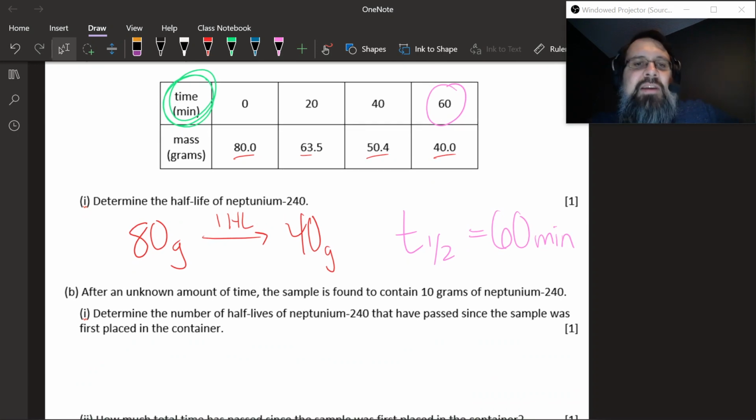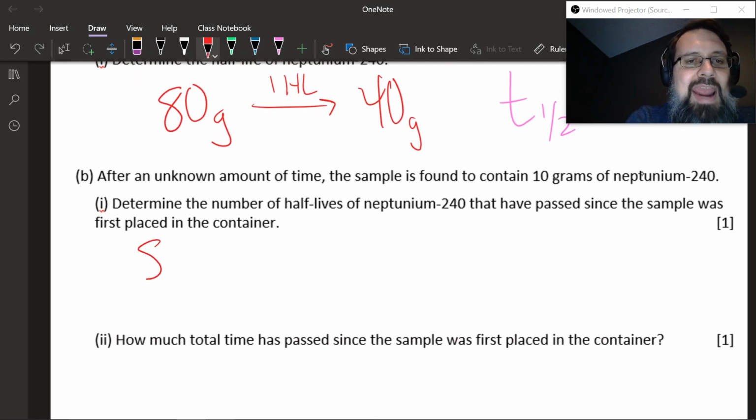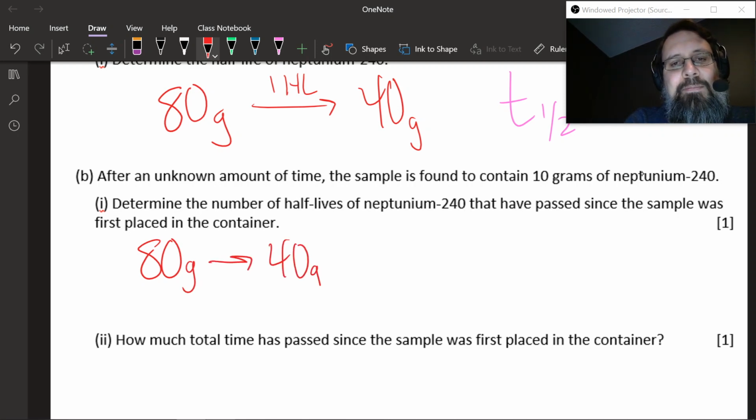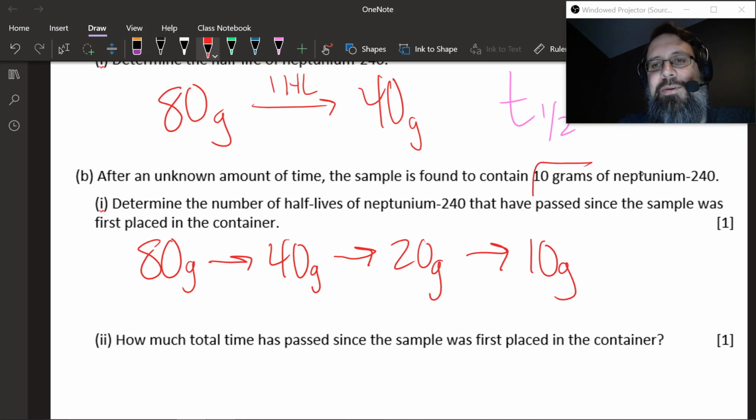After an unknown amount of time, the sample is found to contain 10 grams of Neptunium-240. Determine the number of half-lives of Neptunium-240 that have passed since the sample was first placed in the container. If we started at 80 and let a half-life pass, that would take us to 40. Another half-life would take us down to 20. And another would take us to 10. There we go, we're at 10, which is where it said we should be.